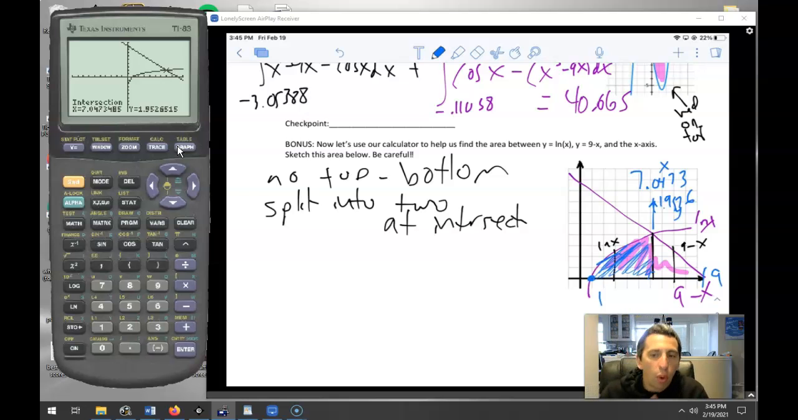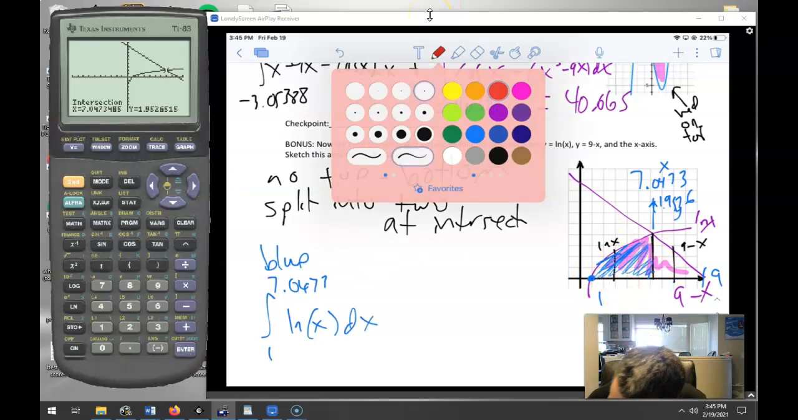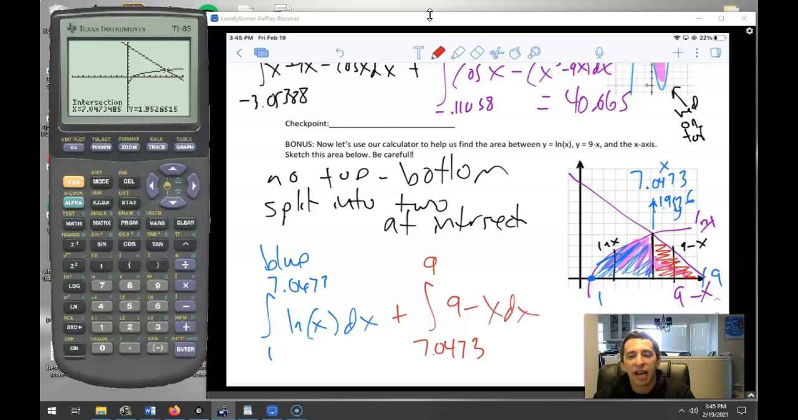Okay, so what that means is that if I want to find this blue area, the blue area here is saying I'm going from 1 to 7.0473, and in that region, I'm integrating the natural log of x. So there's no top minus bottom. I'm just finding the area under the ln of x curve. And now, in a different color, let's do it in red. If I want to find this area here under 9 minus x, again, there's no top minus bottom, and the ln of x doesn't even affect this area. So for that area, I'm just going from 7.0473 up to the intersection at 9 of 9 minus x. And that'll give me the red area that I need to add those two together.